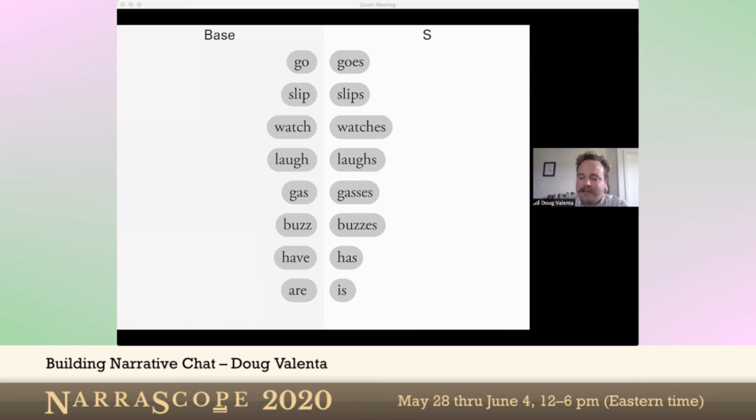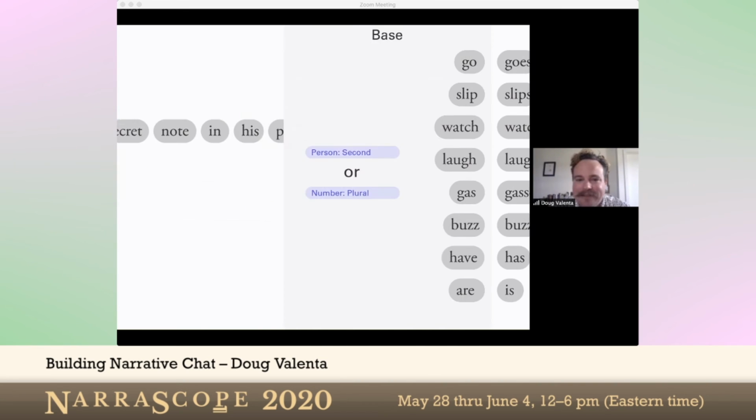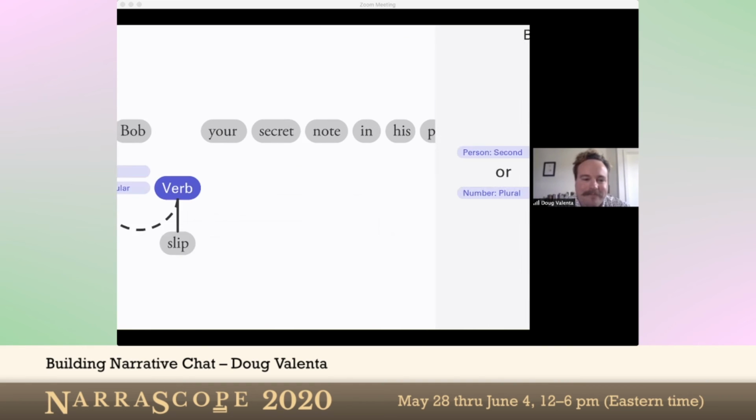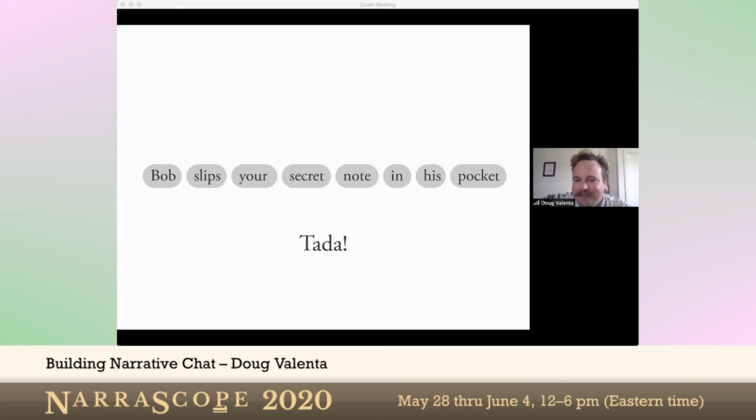So there we have it, our base and our S forms of the verb. Now, how do we know which one of these to use? And the answer comes from the person and the number. We use the base form of the verb in the simple present tense when the subject is in the second person or is plural in number. And we use the S form when the subject is third person and singular in number. But I don't remember which one we needed at this point. What was it? Oh yeah, it was Bob, third person singular. So here we go, slips. Congratulations, we finally inflected this sentence. Luckily, the computer does it much, much, much faster.